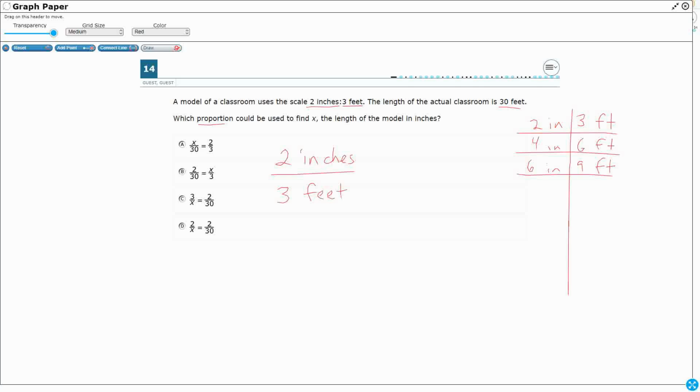Okay, so I could set it up like this, and I can say, well, 2 inches over 3 feet. That's going to be my proportion. And then the actual length is going to be 30 feet. Now, where does the 30 go if I'm setting up my proportion here? Well, you need to match what we have here. So feet goes with feet. So if I say feet, then that means I'm dealing with the denominator. So you could look at it like this. You can say 2 over 3 equals x over 30.